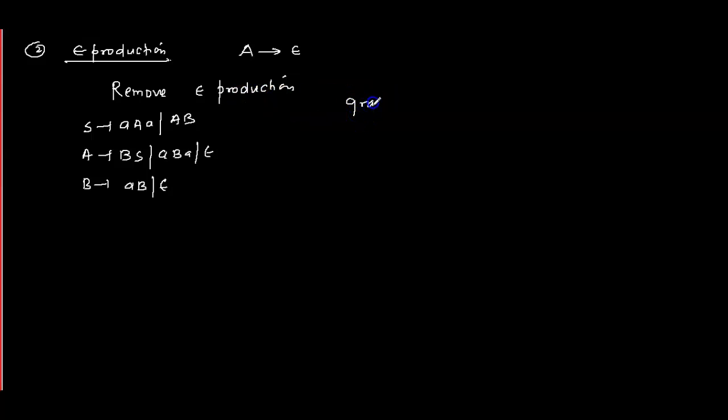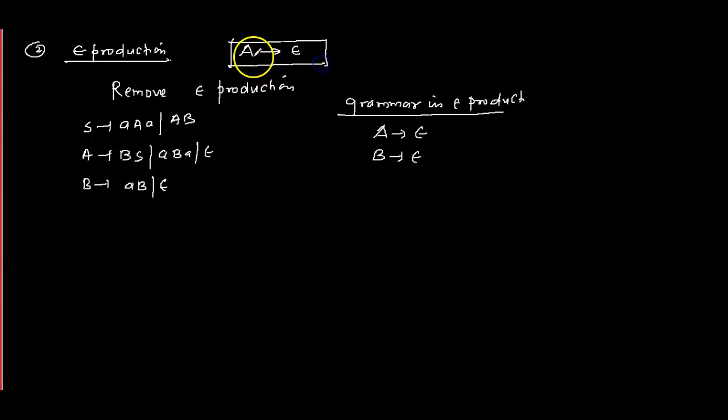The grammar in epsilon production. Which one is the epsilon production here first? This is not. This one is there: A derives epsilon, then B derives epsilon. The epsilon production format should be A derives epsilon. So this one is not. This A derives epsilon and B derives epsilon. The remaining grammar is not in epsilon form.